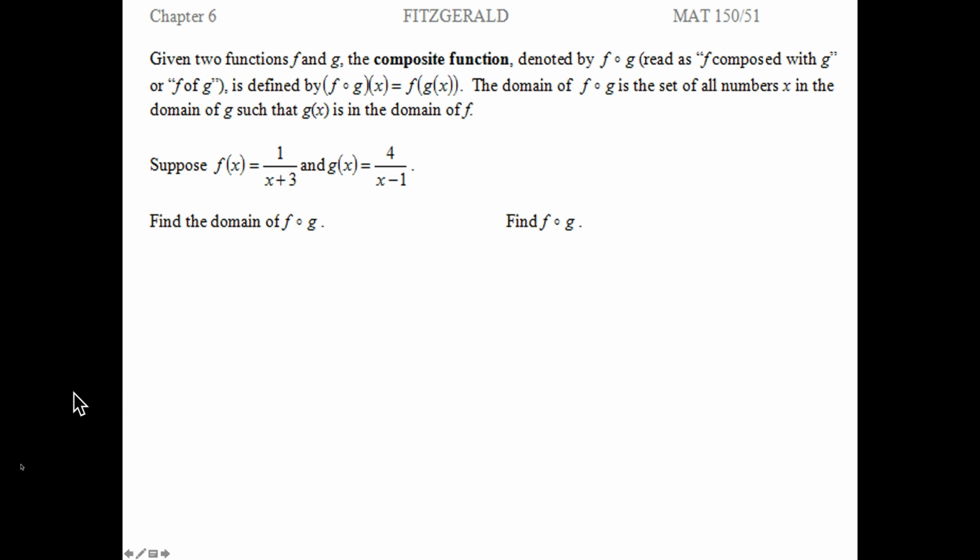All right, welcome to chapter 6. Starting off here, we're going to go back to some of our function notation. We're going to talk about some special functions called composite functions or composition functions.